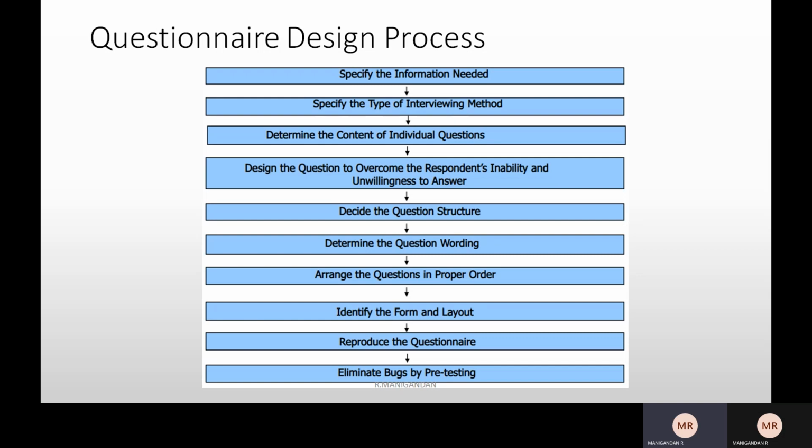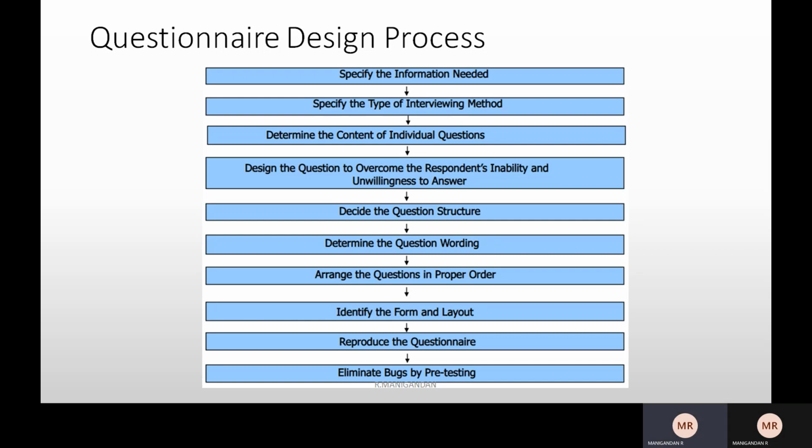So based on that, determine the content of individual questions. The individual question means, if you are going to any shop, you need to ask whether this shop is very useful or not. Then design the question to overcome the respondents' inability and unwillingness to answer. Most people cannot give proper data to you. So how can you collect proper, accurate data? Decide the question structure. What type of question can I ask the consumers, your target audience? Based on that, you need to prepare the questionnaire.